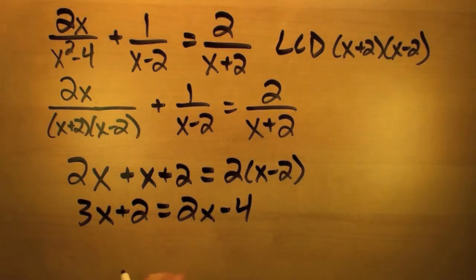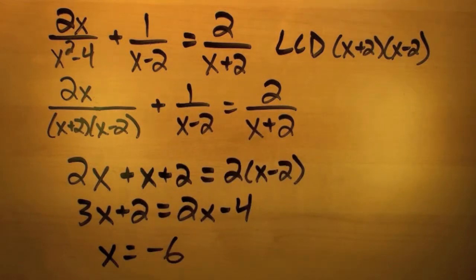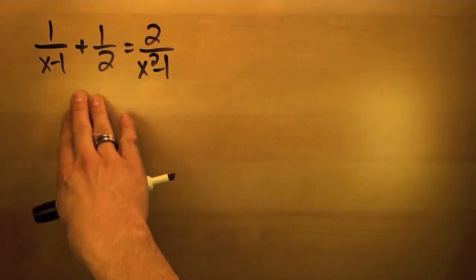Subtract 2x from both sides leaves us with an x. Subtract 2 from both sides leaves us with a negative 6. And if you plug in x equals negative 6 into our original equation, you can verify that our solution is indeed correct.